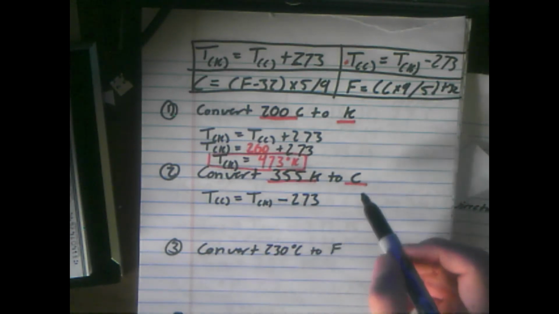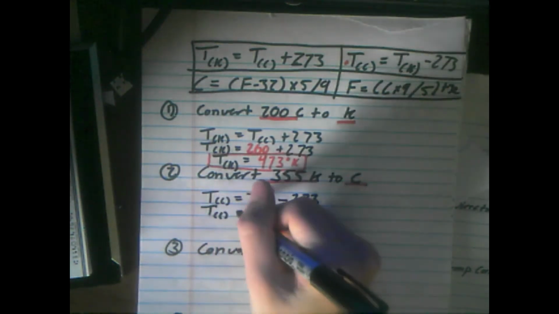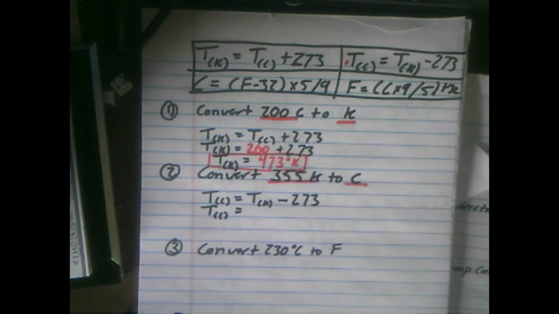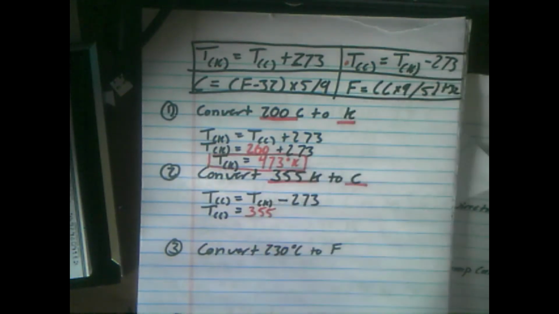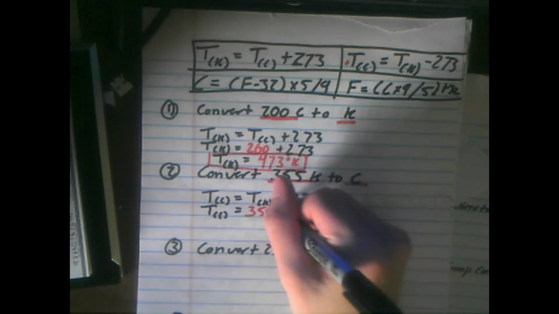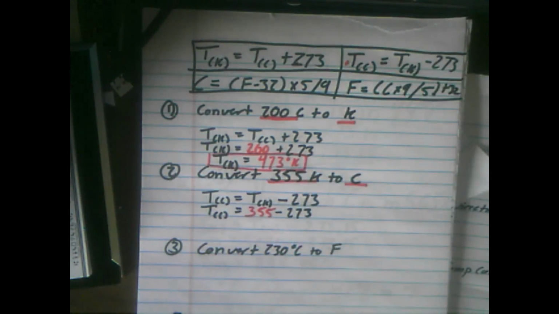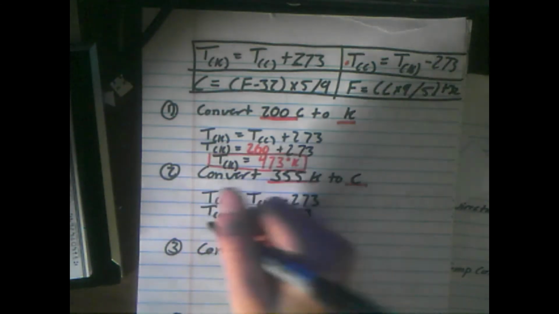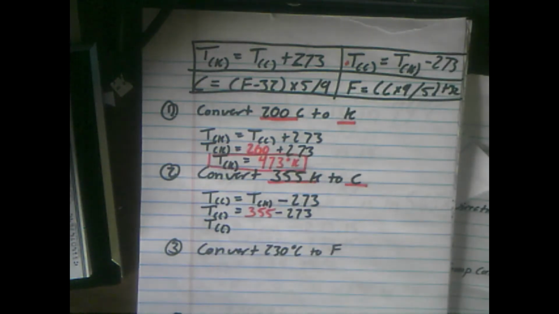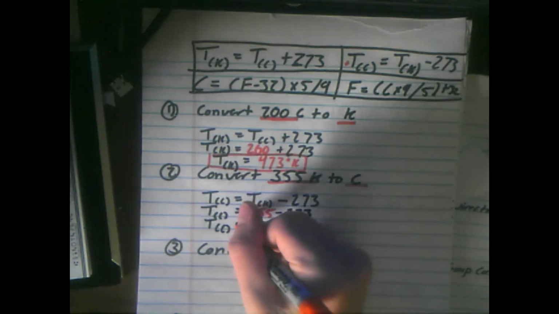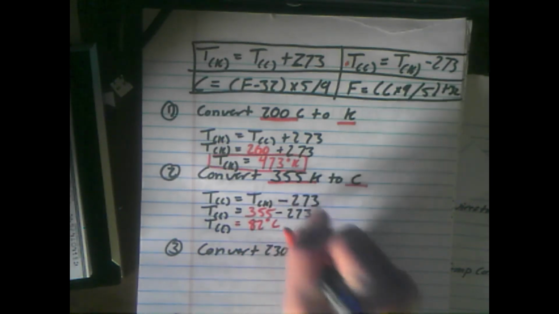Do we know our temperature Celsius? Nope. So we're going to keep that variable the same. Temperature degrees Celsius is equal to, do we know our temperature of Kelvin? Yep, we are given that in our opening question, 355. We're now going to subtract from it 273. So what do you get when you do 355 minus 273? Feel free to use a calculator if you want. You get your answer being 82 degrees Celsius.